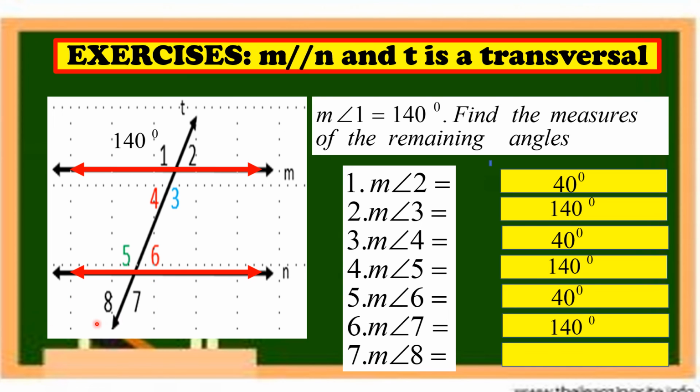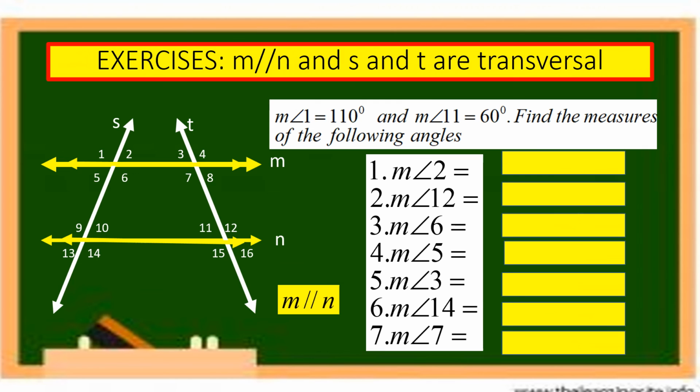Angle 7 and angle 8 are supplementary. Angle 7 is 140. Therefore, what is the measure of angle 8? The measure of angle 8 is 40 degrees.